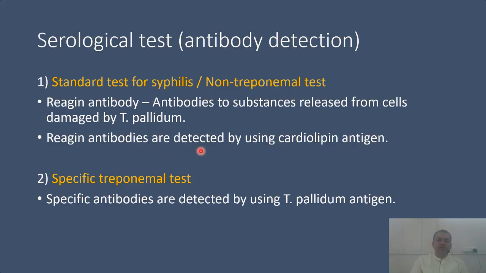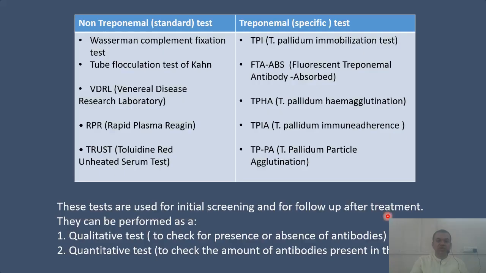So this reagent antibody, when we are going to detect it in the in vitro test, we use a cardiolipin antigen against this antibody. So using a cardiolipin antigen in the test is for detection of the reagent antibody. These tests are called the standard test for syphilis or non-treponemal test. The specific test, treponemal test, is where we directly use specific antibodies using the Treponema pallidum antigen. So the antigens of the Treponema pallidum itself are used in this case. Therefore it's more sensitive and specific, more specific I should say, for Treponema pallidum infections.